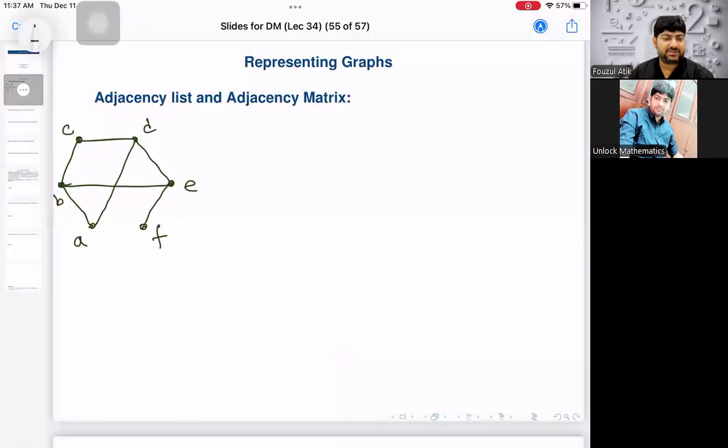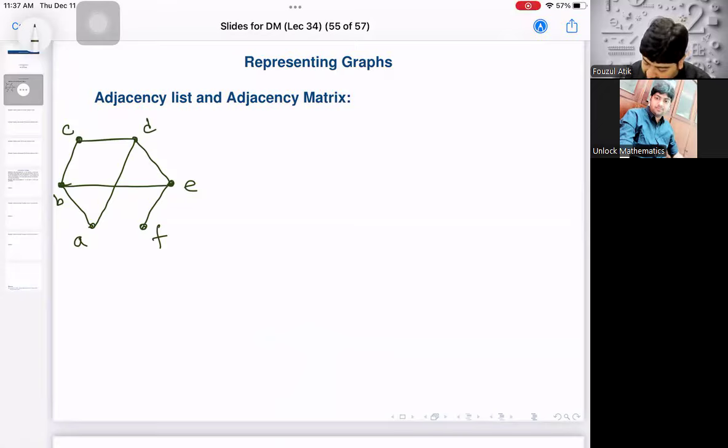But how do you represent the graph to the computer, right? Or how can you represent the graph mathematically without drawing it? It is possible, right? So one of the easiest and first methods is the adjacency matrix and adjacency list. There are two methods, but there are many other ways, many other matrices are also there.